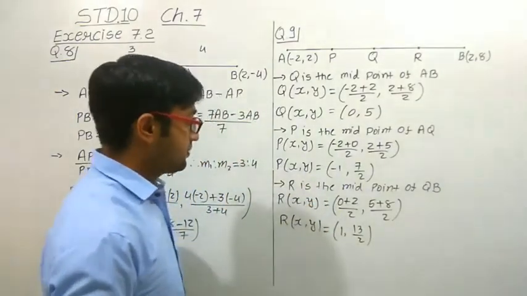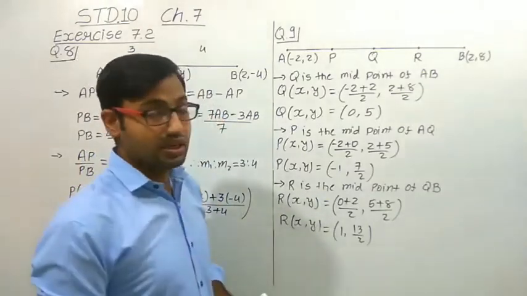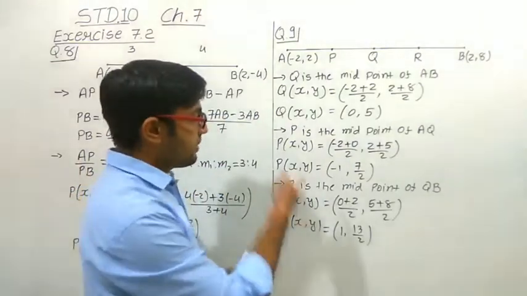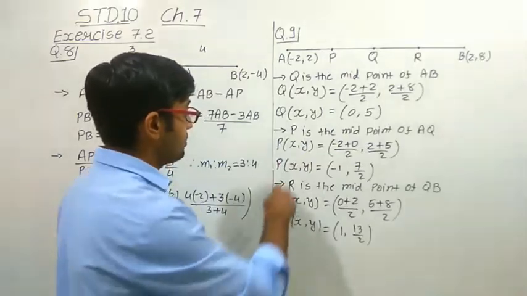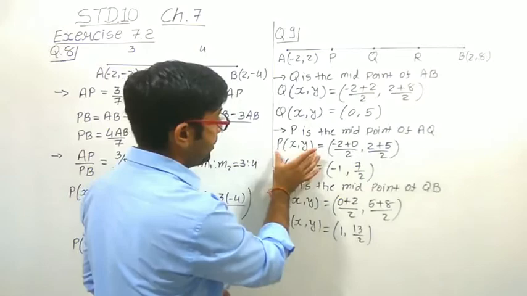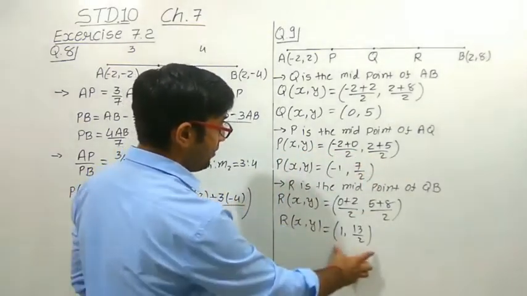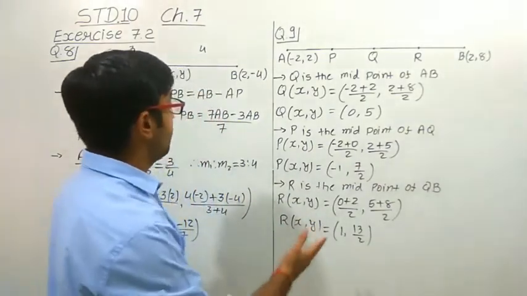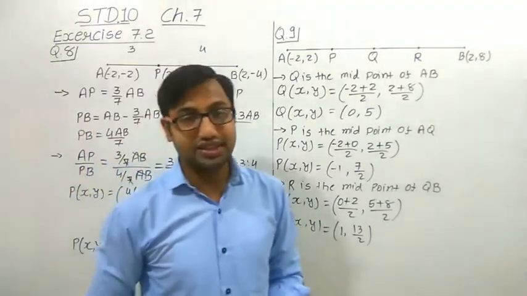So see how this process makes it easy to calculate the points which divide the given line segment into 4 equal parts using the special case of the section formula, that is, the midpoint formula. So this is the coordinate of the point Q, (0, 5). This is the coordinate of point P, (-1, 7/2), and the coordinate of R is (1, 13/2). Right? So this is all about how we can solve this type of question. This is all about this lecture. Thank you.